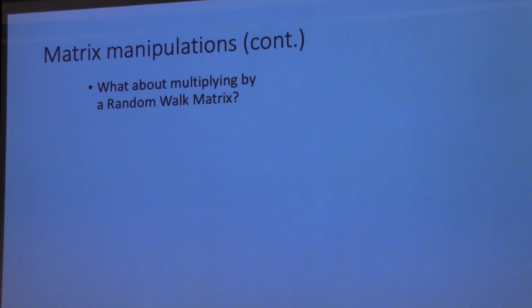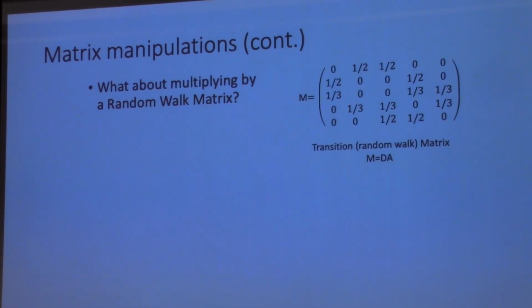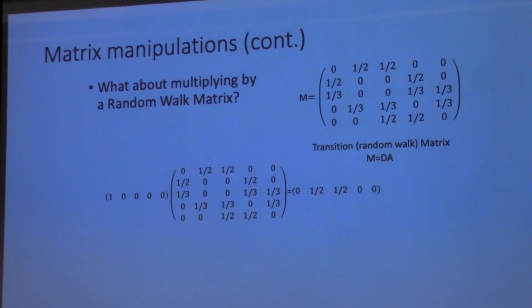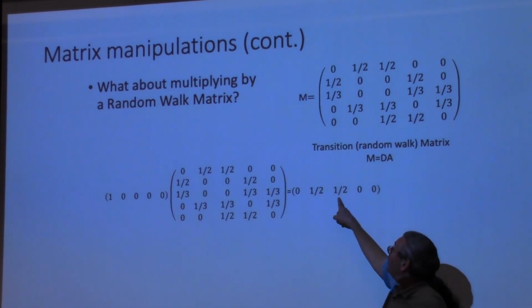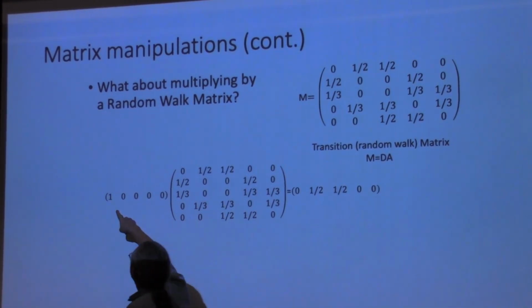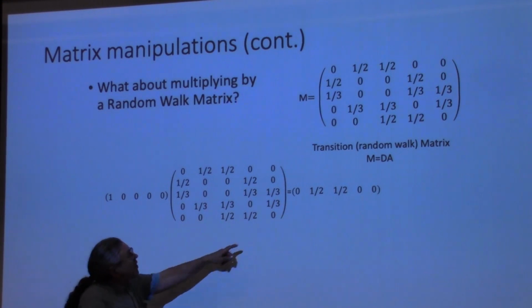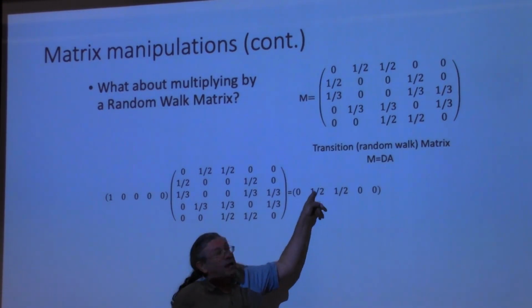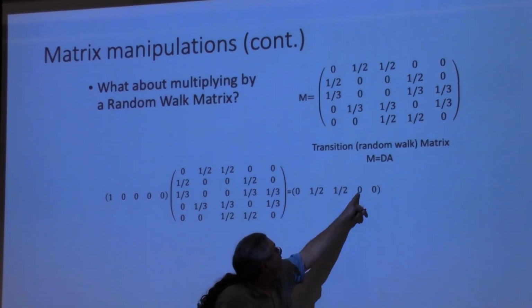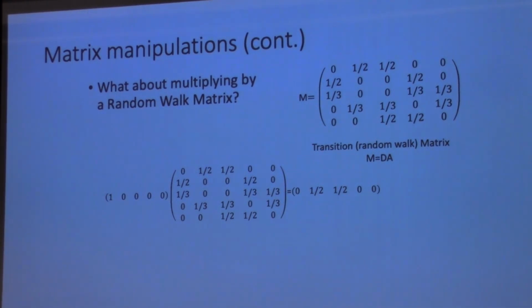Okay, so far we did the adjacency matrix. What about the random walk matrix, the transition matrix? That's this one, M, with the probabilities. So this gives you the probability of ending up somewhere. If you start in node 1, the probability of ending in here is 1/2. The probability of ending in node 4 is 0.